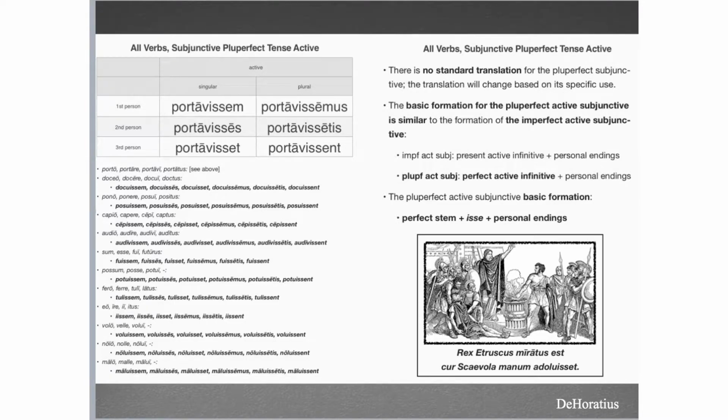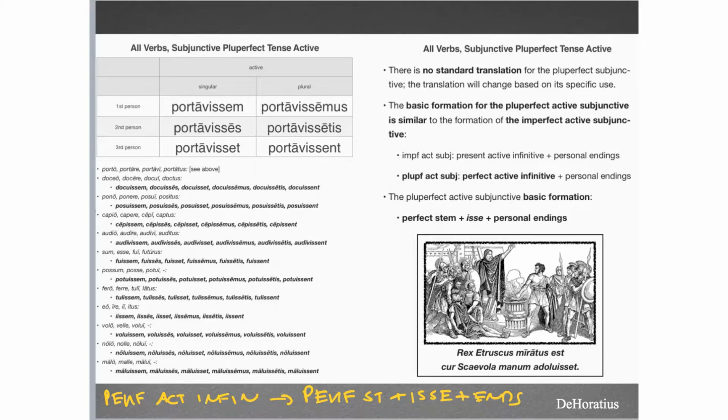All right. So here is the pluperfect subjunctive. As with the imperfect subjunctive, this is going to be an infinitive plus endings, but this is going to be the perfect active infinitive plus endings. And so that's going to be perfect stem, again, third principal part minus the I, plus isse, plus endings. And that is not going to change, and that is going to work for all verbs. Same exact for all verbs, even irregulars, even funky third conjugation verbs where the stem changes somewhat significantly. That is all going to work the same exact way.